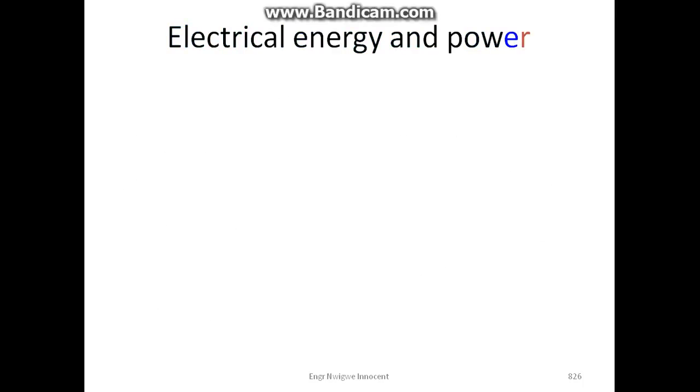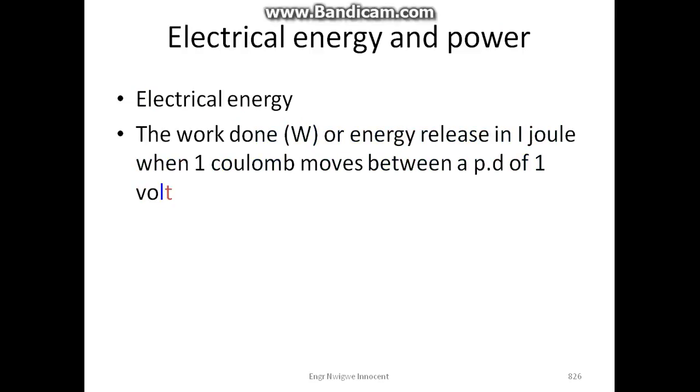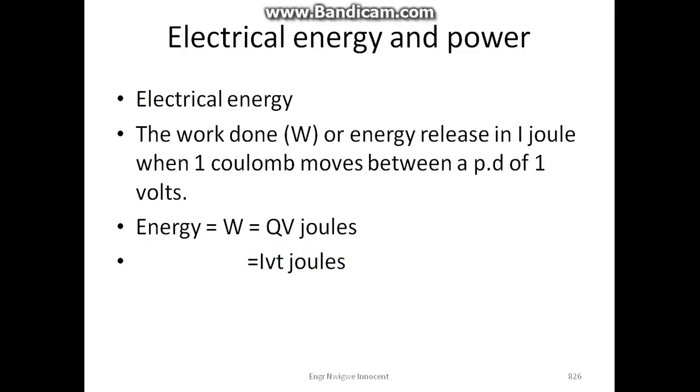Electrical energy and power. Electrical energy. The work done, capital W, or energy released is 1 joule when 1 coulomb moves through a potential difference of 1 volt. Energy, capital W, equals capital Q times capital V joules, which is also equal to capital IVt joules, which equals V squared t over R, or which equals I squared Rt joules.